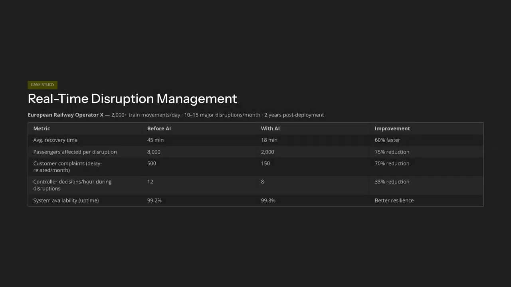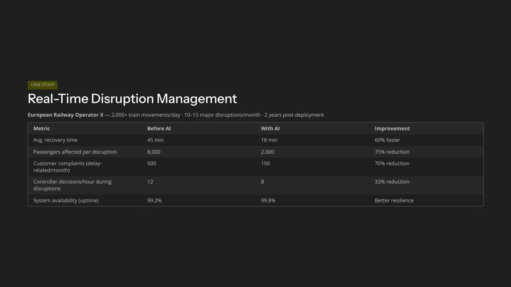Let's bring everything we've discussed to life with a real deployment. A major European railway operator, a complex network, and a genuine attempt to deploy AI assisted real time traffic management at scale. Here's the context: over 2,000 train movements per day, 10 to 15 major disruptions per month, signal failures, rolling stock breakdowns, severe weather, and each disruption, before AI was introduced, took 30 to 60 minutes to stabilize, during which delay was cascading across the network, affecting thousands of passengers with every incident.